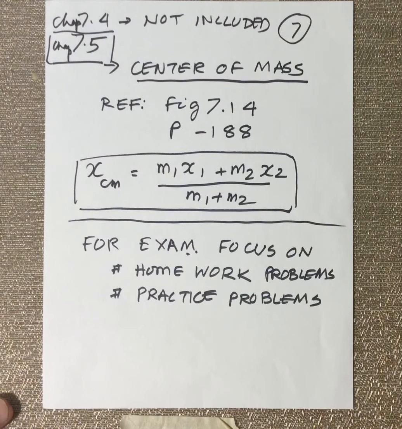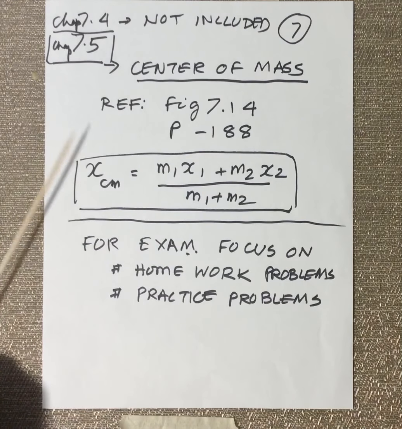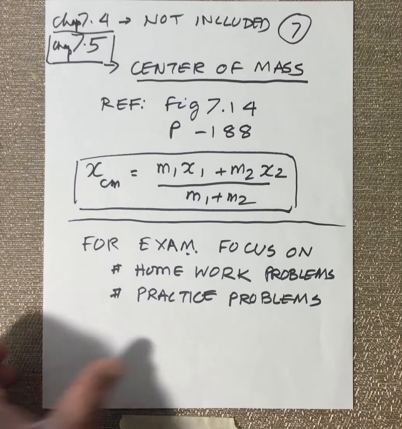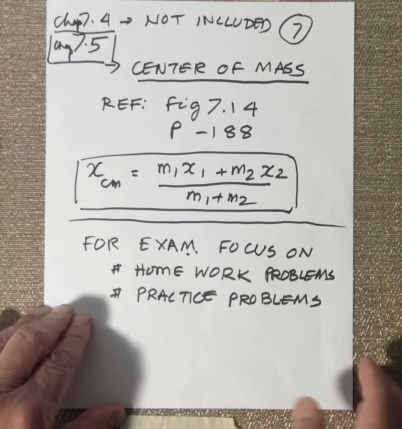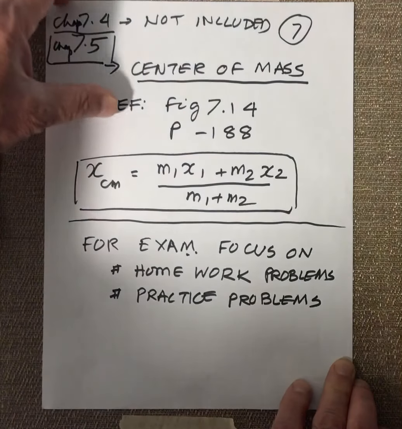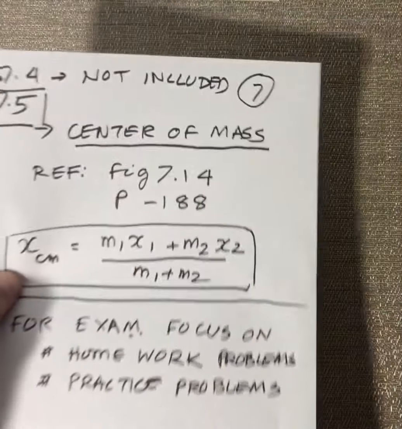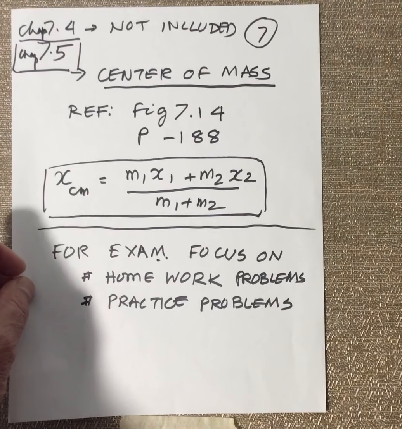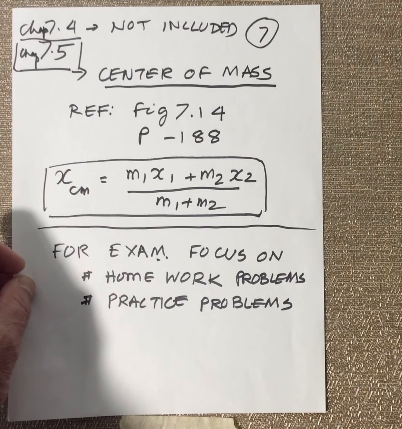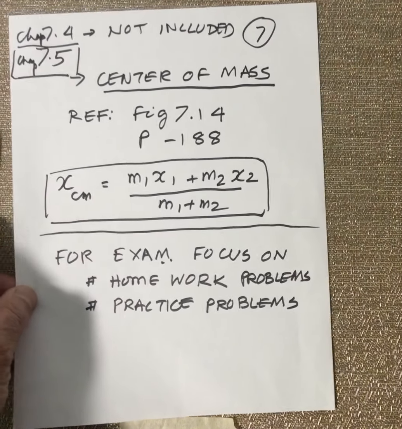Collision in two dimensions, which is chapter 7, section 4, is not included for your physics 111. The last topic we have is the center of mass. And look at this picture we have, which is figure number 14 on page 188.